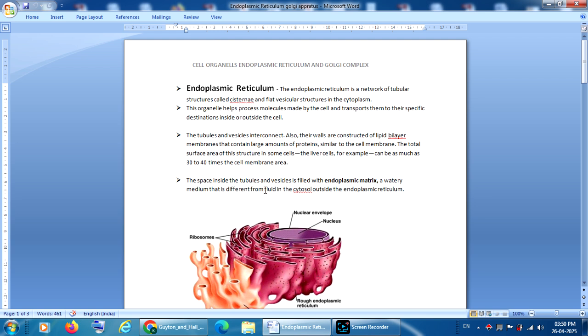Okay, the space inside the tubules and vesicles is filled with endoplasmic matrix, a watery medium that is different from the fluid in the cytosol outside the endoplasmic reticulum. So what is present in these tubules is called endoplasmic matrix. It is different from the fluid in the cytosol outside the endoplasmic reticulum.